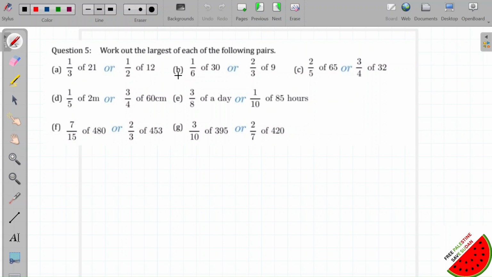So again, in this one, I'll do 3 again, A, B, and C. So first, work out the largest of each of the following pairs over here. So 1/3 of 21. I'm going to use the first method which I showed you, right? In this case, 21 divided by 3 is 7, and 7 times 1 is 7.